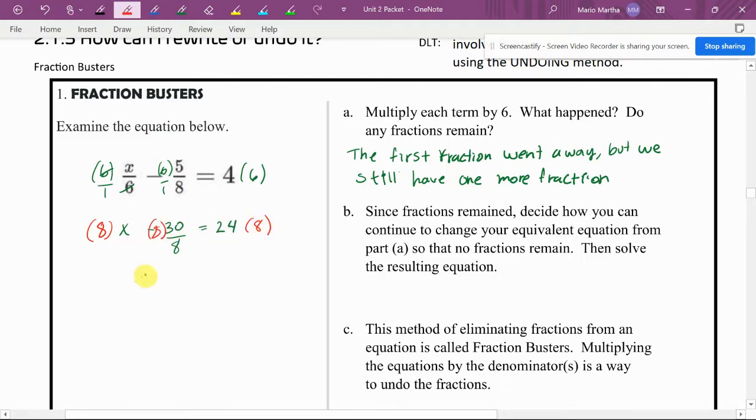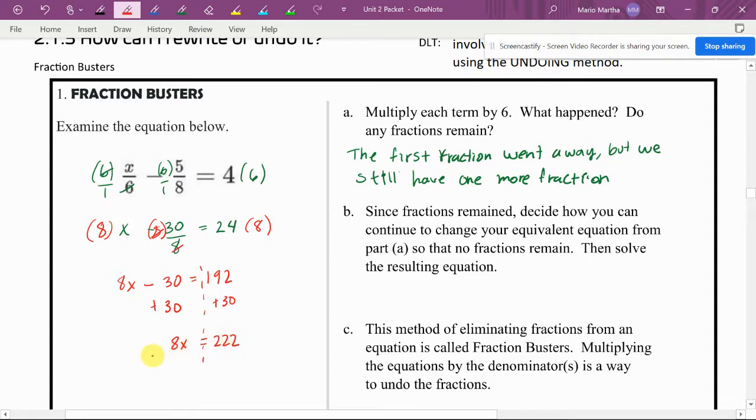So the first term is going to be 8x, and then minus 8, and then this 8 divides out with that one, so you're just left with 30. And then 24 times 8, that gives you 192. And then from here, we're going to add 30 to both sides to solve for x. So we want to solve the resulting equation, so add 30 to both sides. And you're left with 8x equals 222.